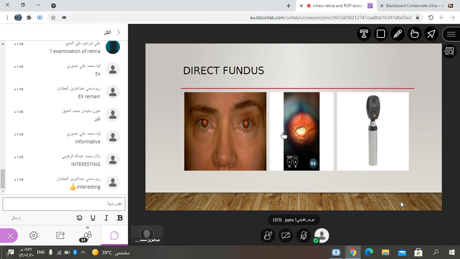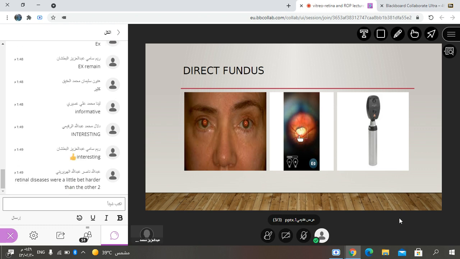For the retina, either anteriorly by the slit lamp, we are using the condensing lenses like this one. Retinal disease is a little bit harder than the other two.